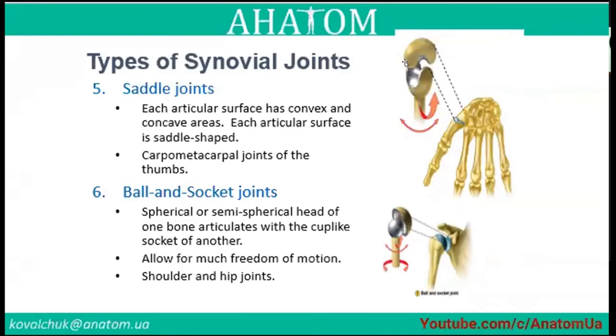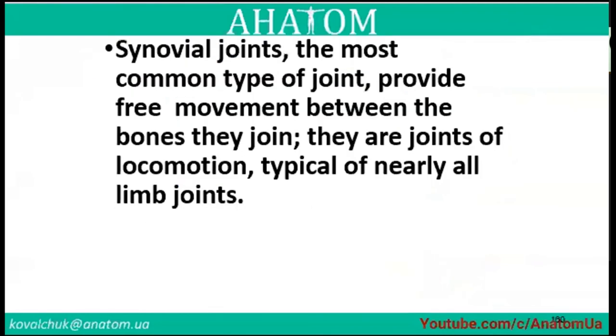Each articular surface has convex and concave areas, for example, the carpometacarpal joint of the thumb. And the ball and socket joints, for example, the shoulder and hip joints, have special forces and structure for connection with this movement.